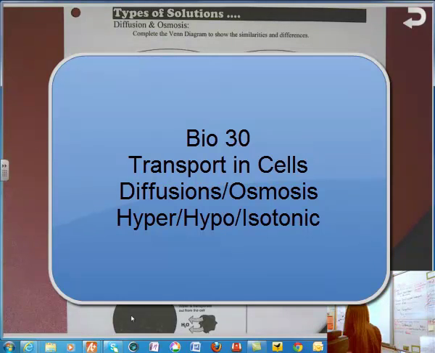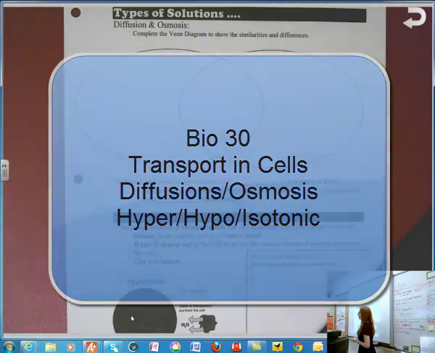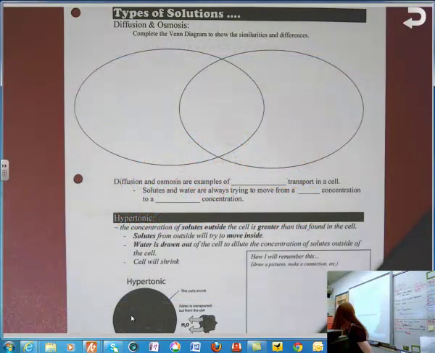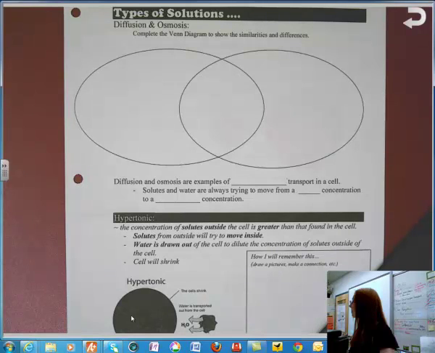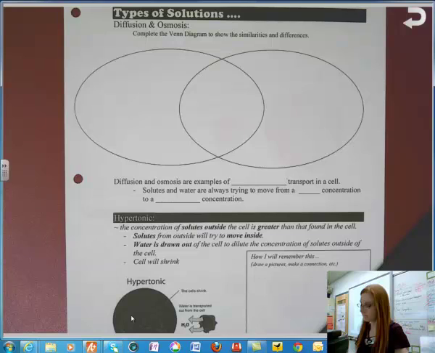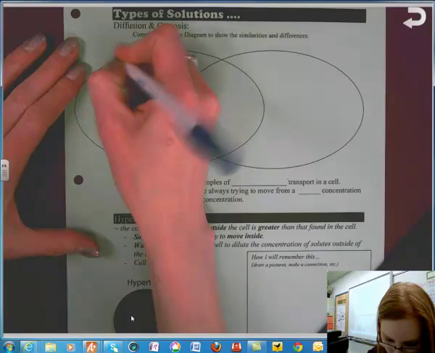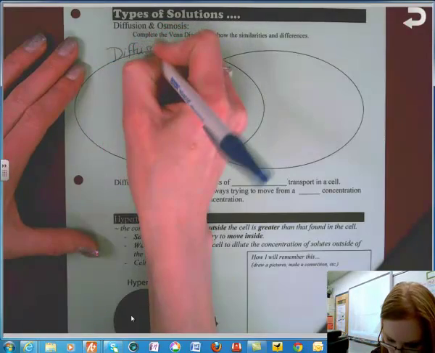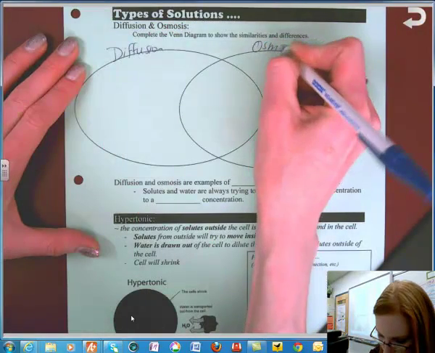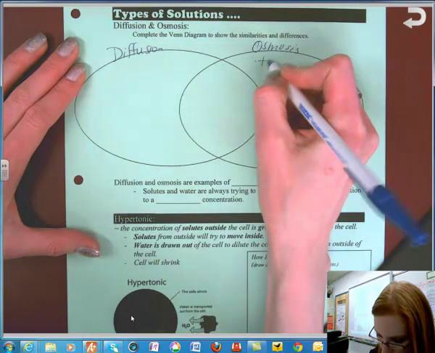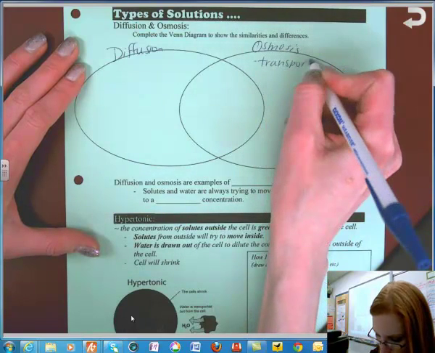Okay, so what we have here is comparing diffusion and osmosis. What were the items that we talked about the other day? Jordan, you've got your hand up? Okay, and where do I put that? So if this is diffusion, this is osmosis, and this is transport water.